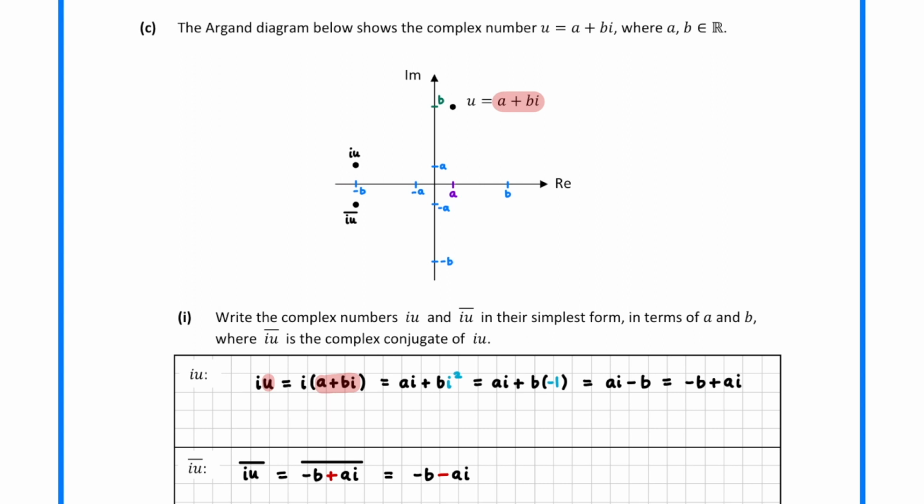To find the conjugate of this number, all we have to do is change the sign of the imaginary component, so the plus ai becomes minus ai. In part 2, we plot these numbers on the Argand diagram.